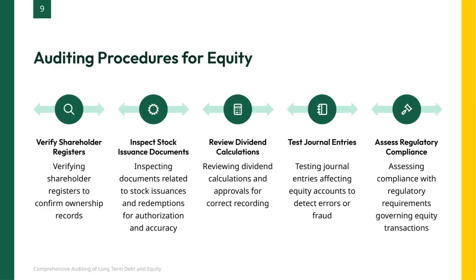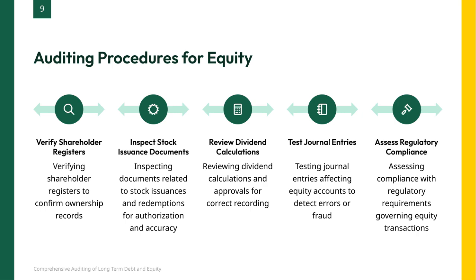When auditing equity, the first step is to verify the shareholder registers to ensure that ownership records are accurate and complete. Next, we need to carefully inspect stock issuance documents, making sure that all issuances and redemptions were properly authorized and recorded correctly. It's also important to review dividend calculations and approvals to confirm they have been accurately calculated and properly documented. Testing journal entries related to equity accounts helps us identify any potential errors or fraudulent activities.